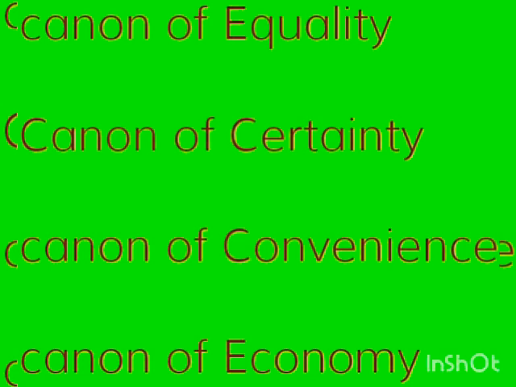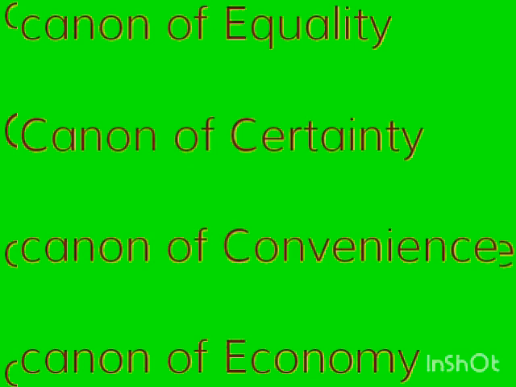The fourth canon of taxation is economy, the canon of economy. This canon signifies that the administrative cost of tax collection should be minimized. It means that the difference between the money which comes out of the pockets of the people and that which is deposited in the public treasury should be as small as possible.